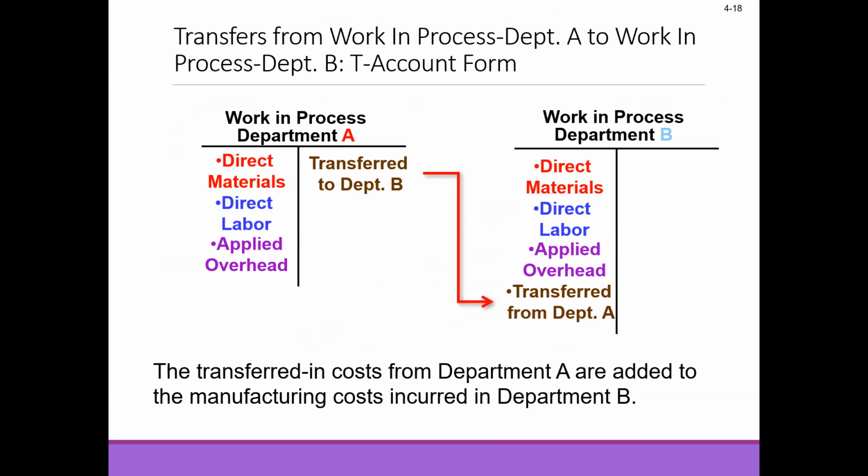Now, the transferred in cost from Department A are going to be added to the manufacturing cost incurred in Department B. If you think about it, the process generally involves initial steps, and then after those initial steps are completed, the entire product is going to be transferred into the next department.